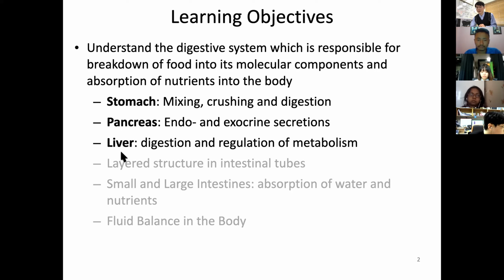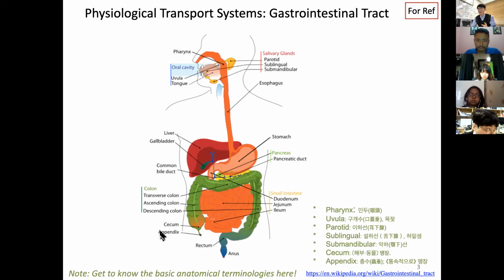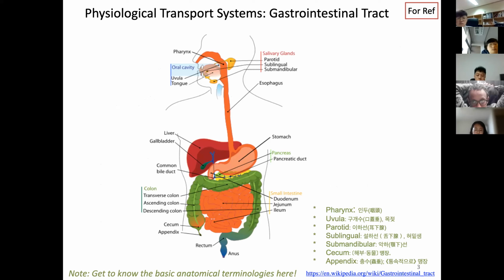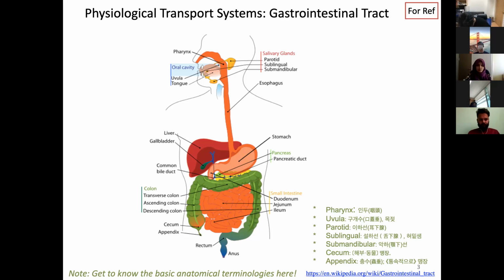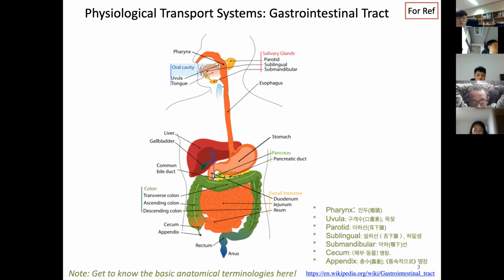And you have a big liver, relatively, compared to other organs, and that's digestion and regulation of your metabolism. And we'll discuss layered structure of our intestines, small and large intestine, and overall fluid balance. Okay, there are a lot of jargons here, and these are some basic ones. You will face them in your career in medical engineering. I strongly urge you to focus and memorize them, at least, because these are so basic terms.